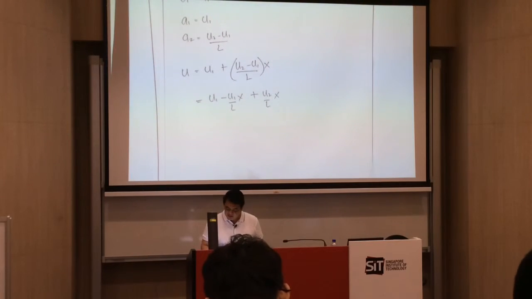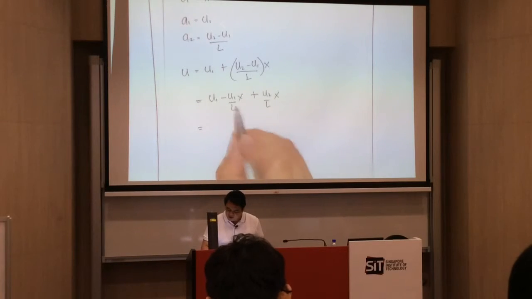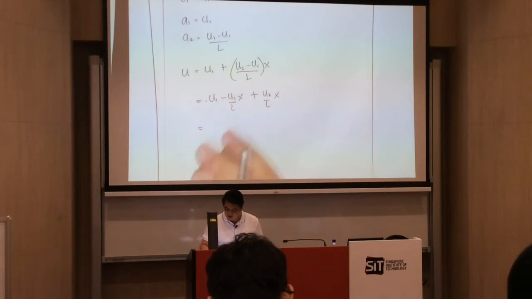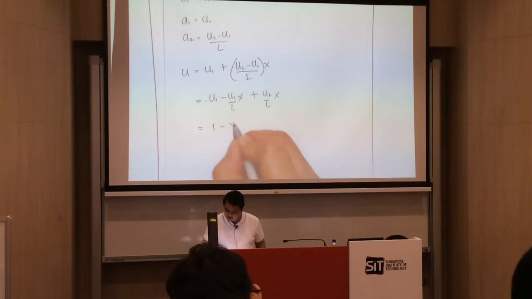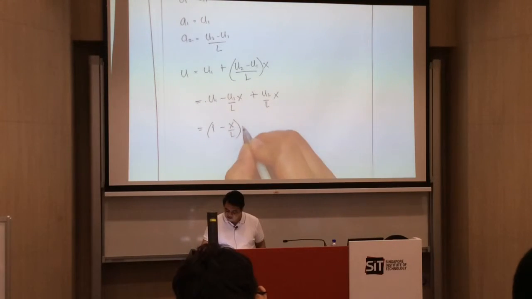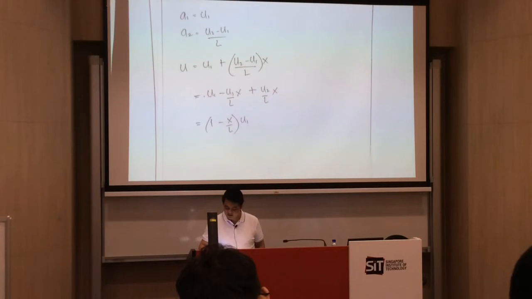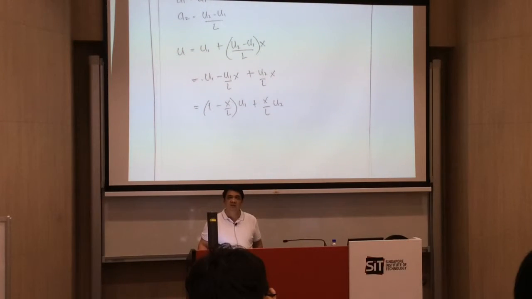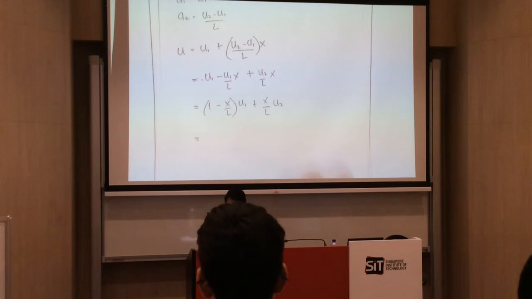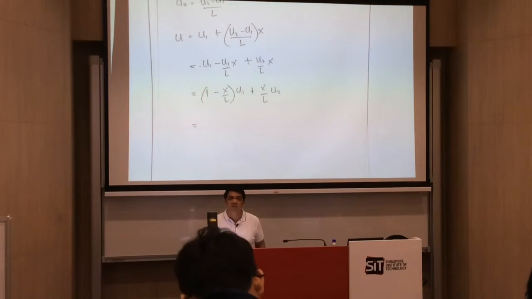Yes? We further simplify this one. Let's move out u1. We have (1 minus x) all over L u1 plus x all over L u2. Yeah? So after this, it can now be rewritten in matrix form.